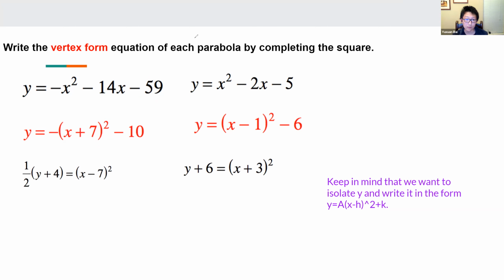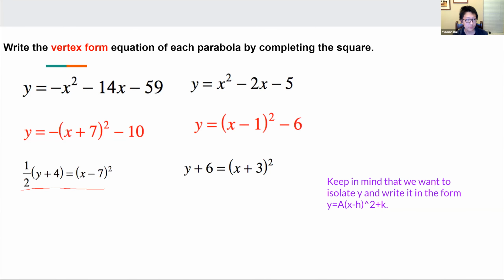Now this one, the third one, is slightly different. You see that y is not by itself. So what we have to do is isolate y, right? So we look over here, we can distribute this side first. The first step would be to write it out as half of y plus 4 divided by 2, which would just be 2, equals, keep this in the parentheses.